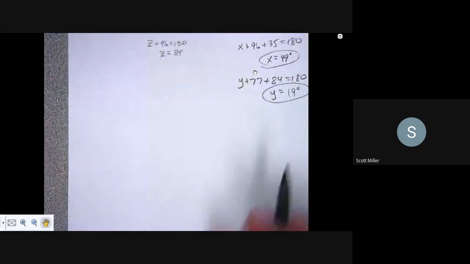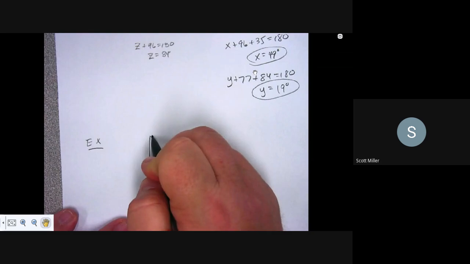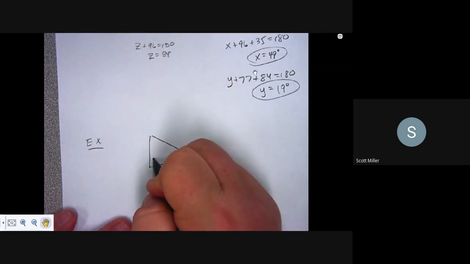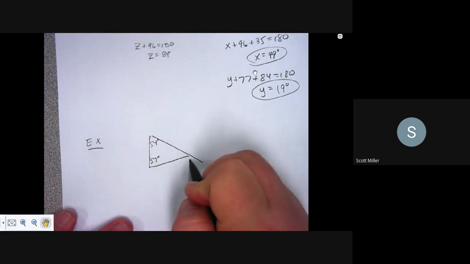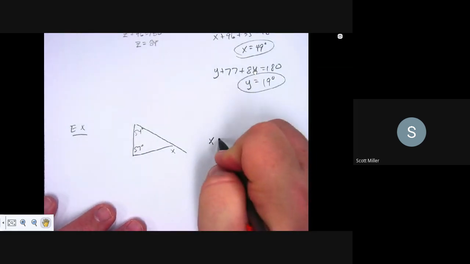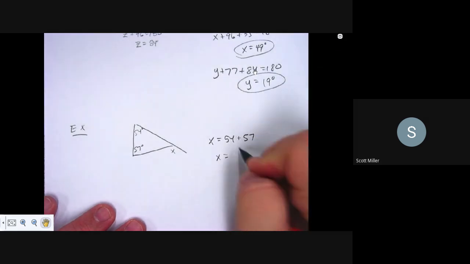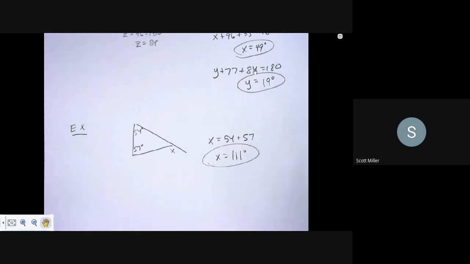Let's look at an example. So if I have a triangle, this angle is 57, this angle is 54, and this is x, what does this angle out here have to be? Well, very simply put, it has to be 54 plus 57. So adding those up, I know that x is 111 degrees. Very simple. So this lesson is all about doing that.